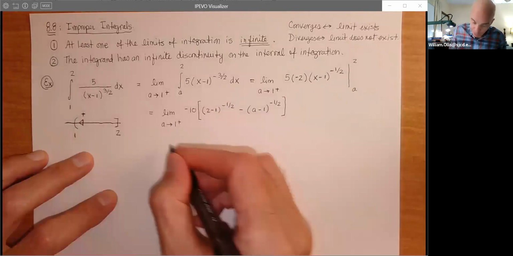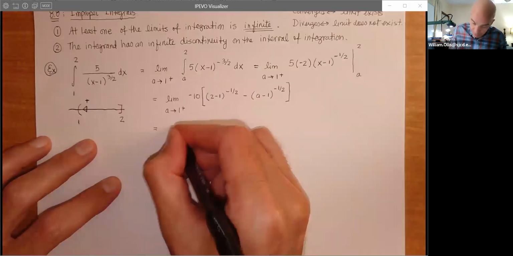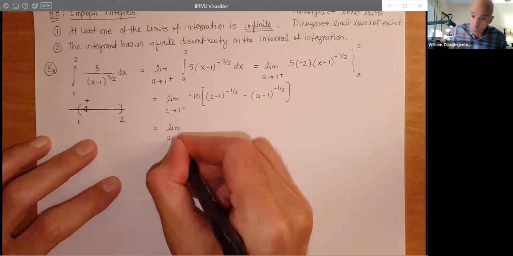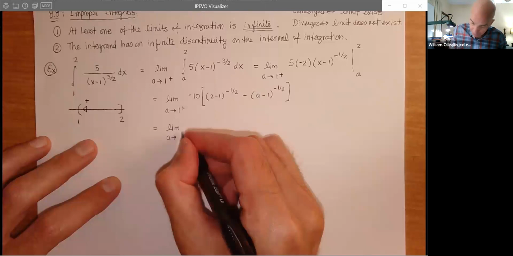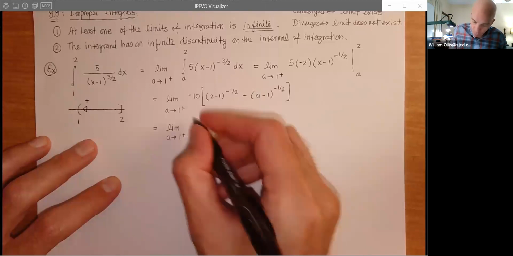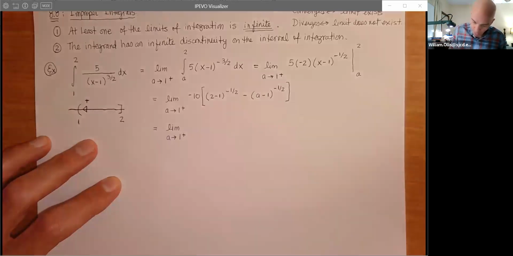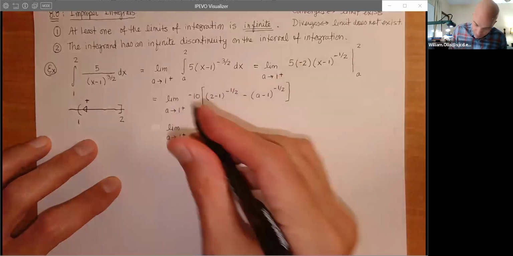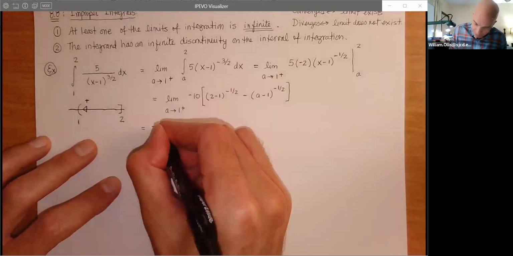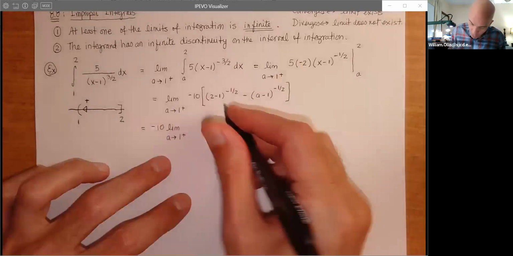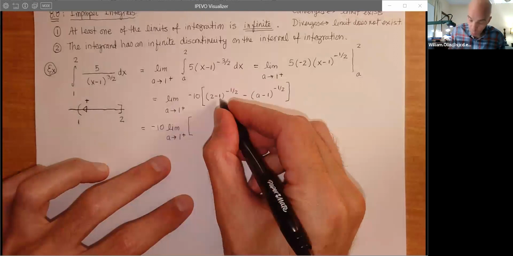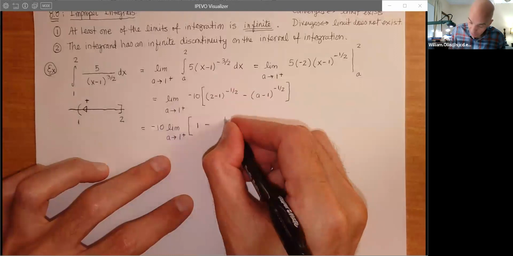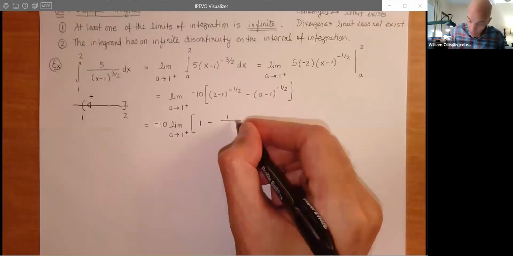Now let's translate a little bit more. Limit as a approaches 1 from the right. And if you want, you can go ahead and just pull the -10 out. And so, of course, this one's the easy one. That's just 1. And then I'll just write this in a more user-friendly way with the radical downstairs.